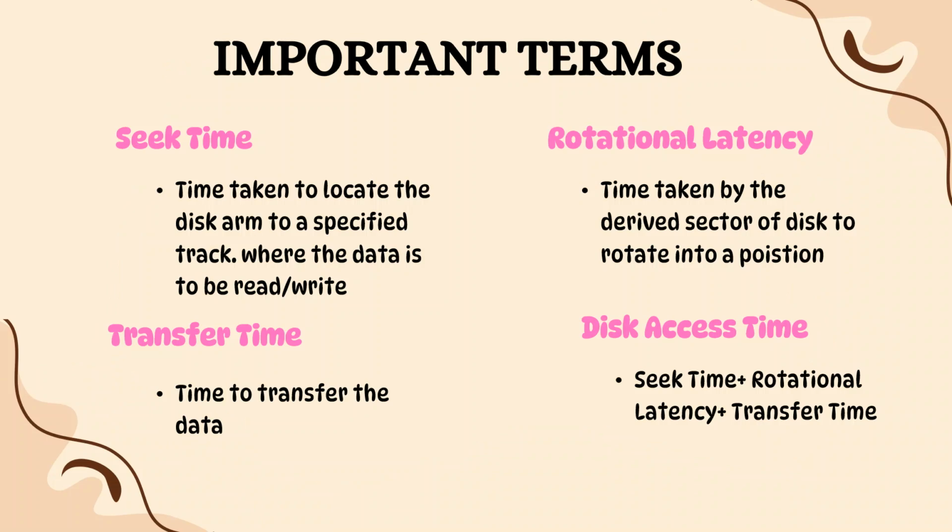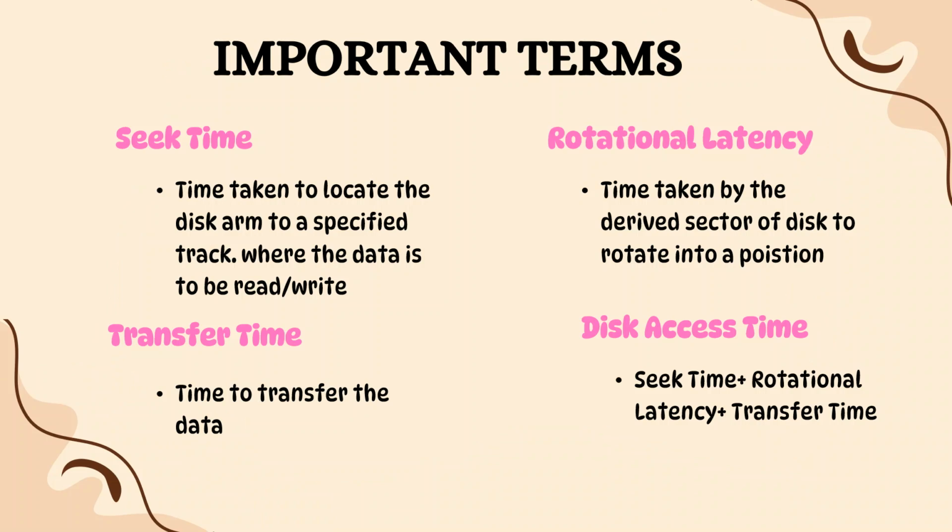Important terms for disk scheduling algorithms are seek time, rotational latency, transfer time, and disk access time. Let us see these one by one. First one is seek time. That is the time taken to locate the disk arm to a specified track where the data is to be read or written. So we have to move the read and write head to the place where the data is actually stored in the disk. That is called seek time.